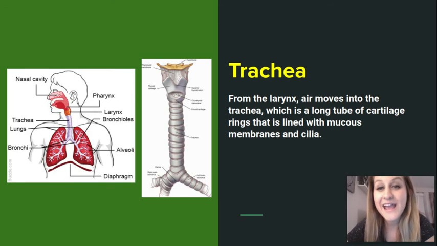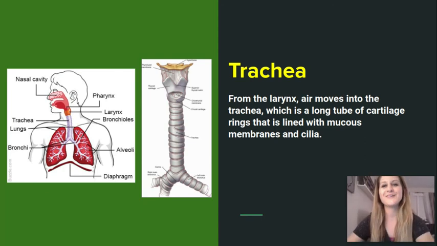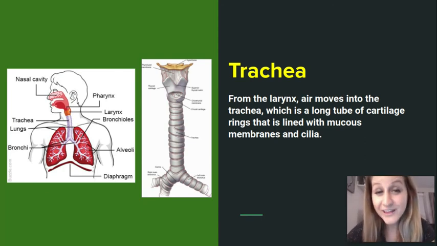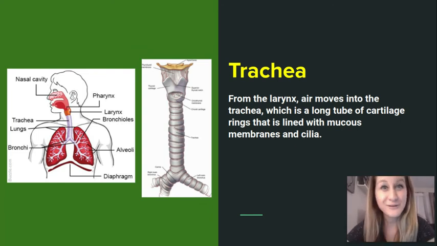All right, then we have your trachea. From the larynx, air moves into the trachea, which is a long tube of cartilage rings that is lined with mucous membranes and cilia. Okay, so your trachea is about 12 centimeters long. It's made out of cartilage because it needs to be strong and sturdy so it doesn't collapse because you need it to breathe, right? It's lined with mucous membranes and cilia. Cilia are kind of like teeny tiny hair-like structures that kind of push things along.